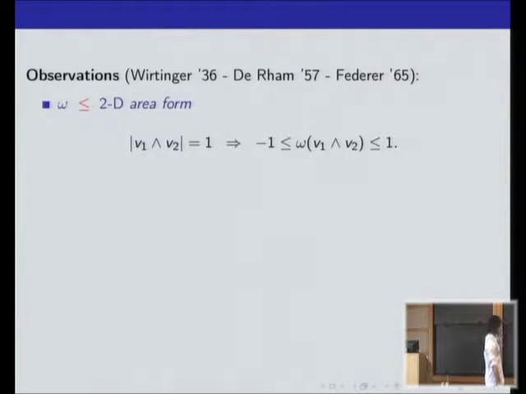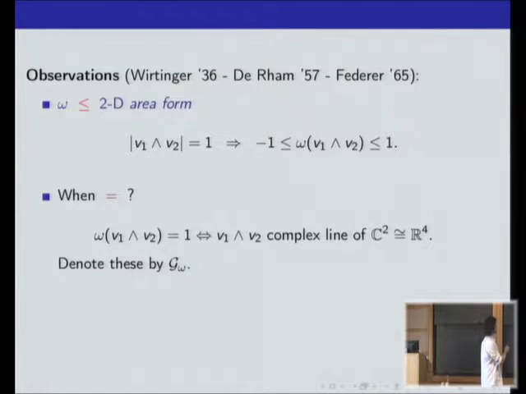So the first observation is that you can compare the action of omega on oriented two-dimensional planes to the action of the area form on oriented two-dimensional planes. And what you can compute is that the action of omega is always bounded from above by the area form. So whenever you take a unit simple two-vector, so the parallelogram has area 1, then the area form gives 1 on that plane, and omega will give you at most 1. So this is the first point.